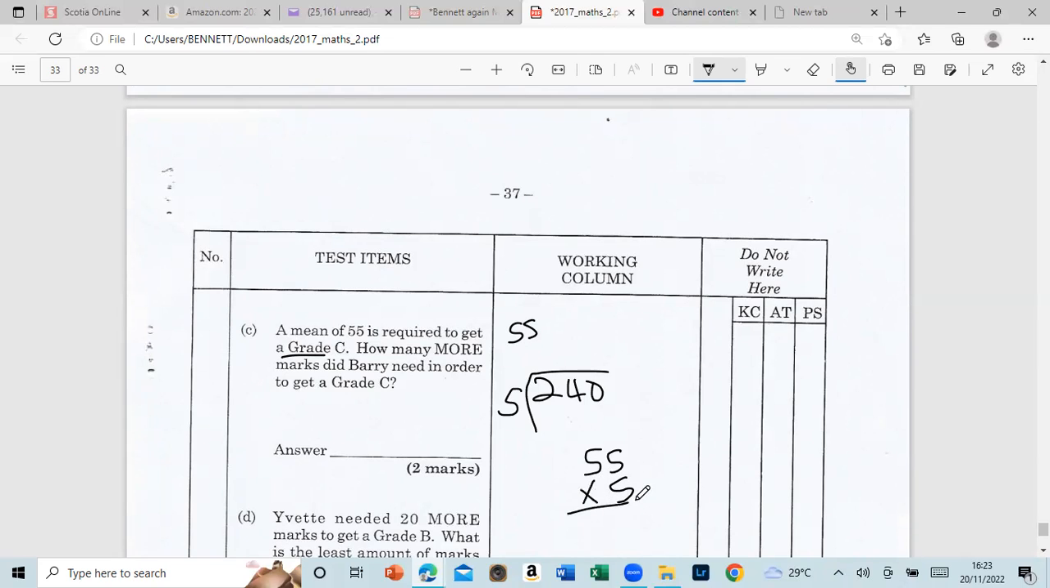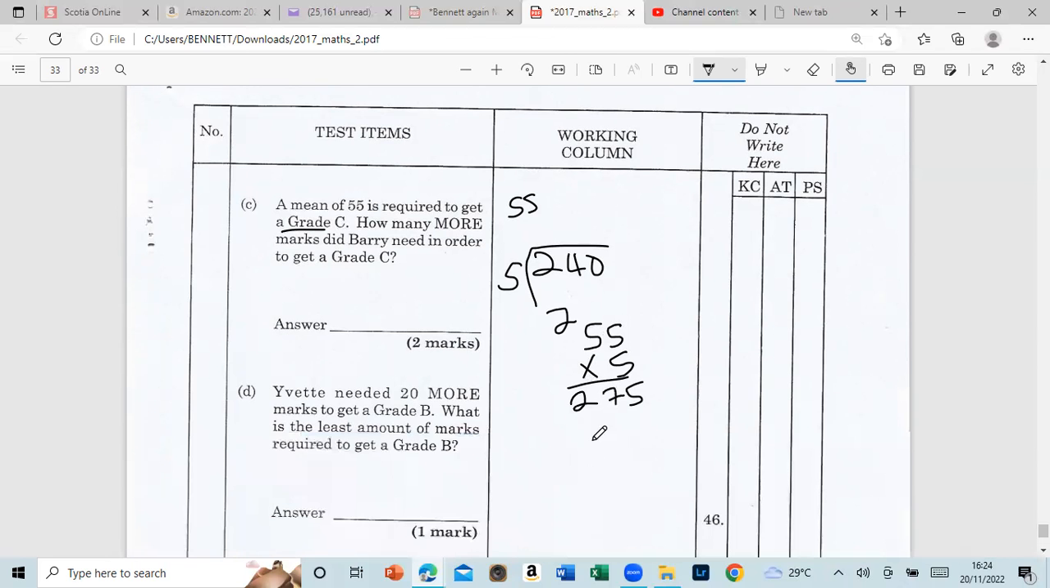5 times 5 is 25, and that gives 275. Time is going, guys. So it will be 275 minus 240. The more marks they need is 35 marks. Good question. Trinidad, big up yourself, man. So you need 35 more marks.